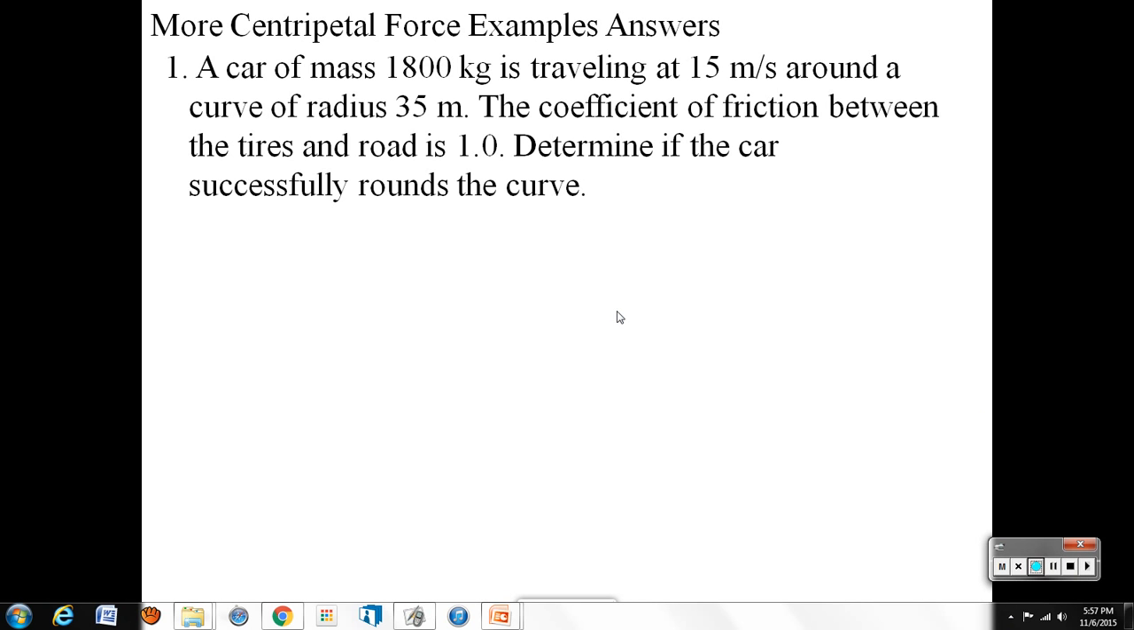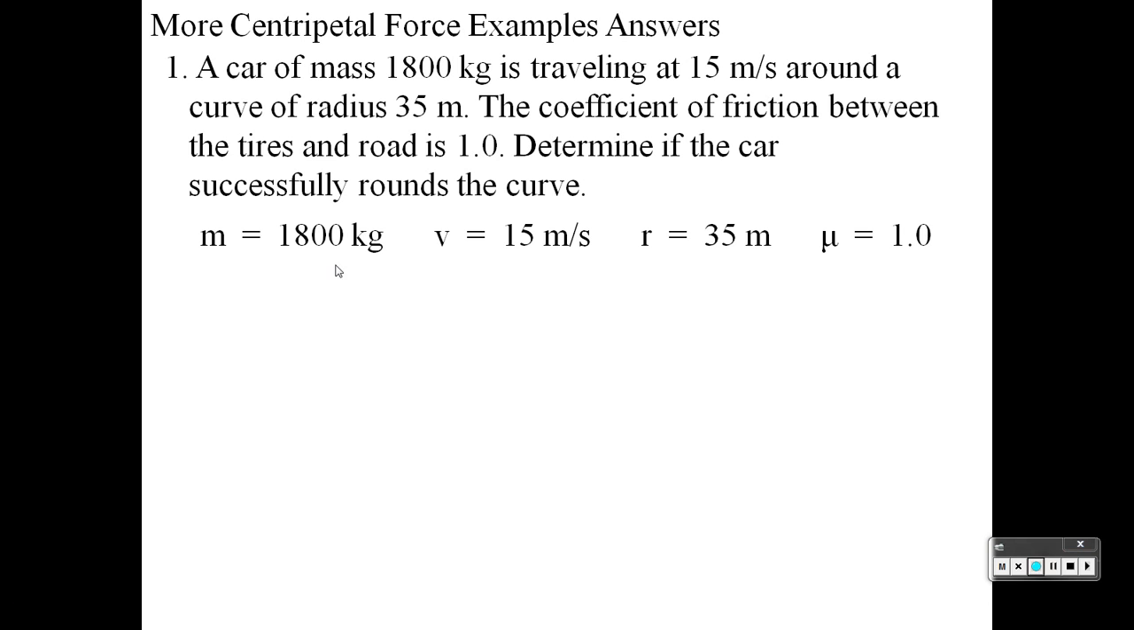Okay, more centripetal force examples. In number 1, we have a car, mass 1,800 kilograms, traveling at 15 meters per second around a 35 meter radius curve. The coefficient of friction is 1. Will the car successfully round the curve?